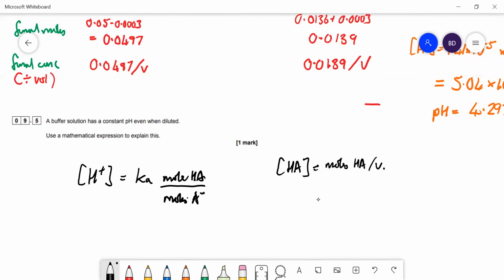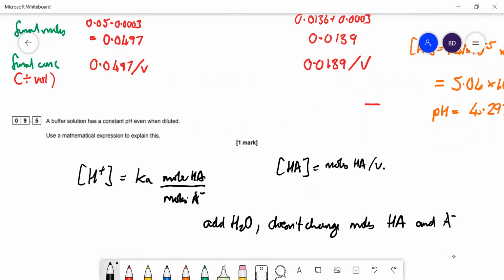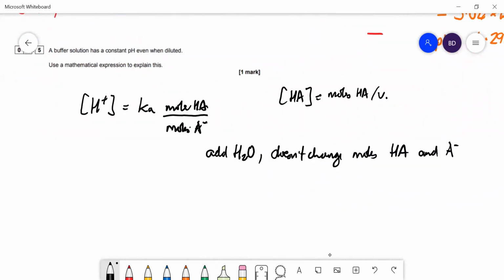Now when you add water, you're not changing the number of moles. It doesn't change the number of moles of HA and A minus. So the value of that fraction stays the same. So the hydrogen ion concentration doesn't change. So the pH value doesn't change. That is the last question on the paper. So that's the end of that.